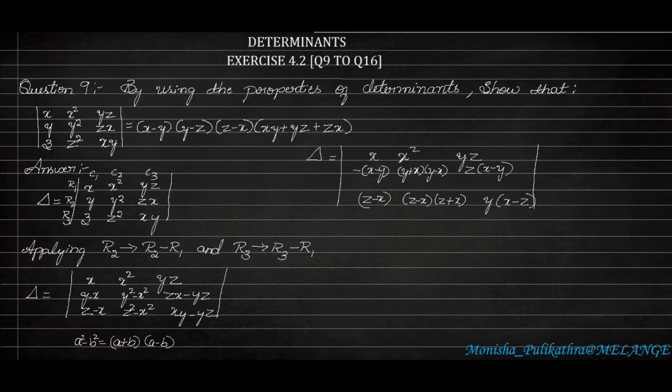x minus y is there, but here x minus y is not there. So we need to change it by taking minus common. Here in the third row, z minus x and z minus x is there, but here x minus z is there. Again, we have to take minus common.